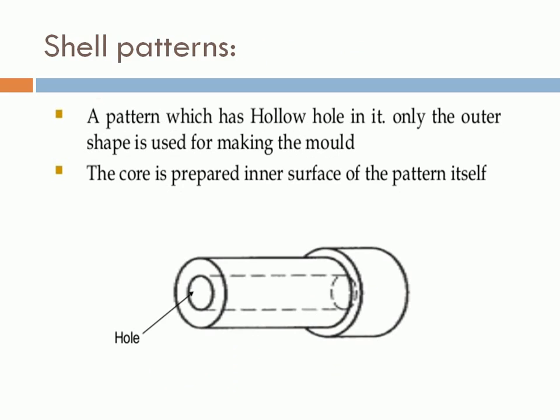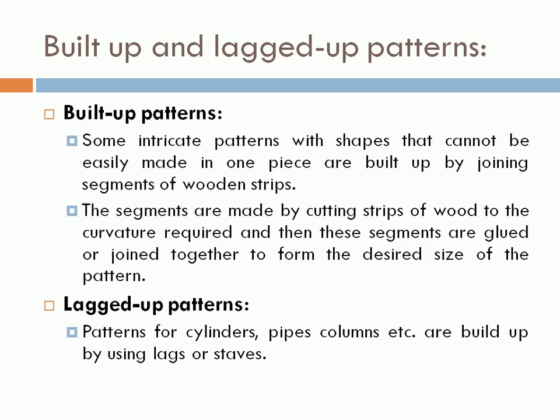This is a shell pattern. Why is it called shell? Because the pattern has a hollow in it. Only the outer shape is used for making the mold, and the core is prepared on the surface of the pattern. That's why it is called a shell pattern, nothing else.